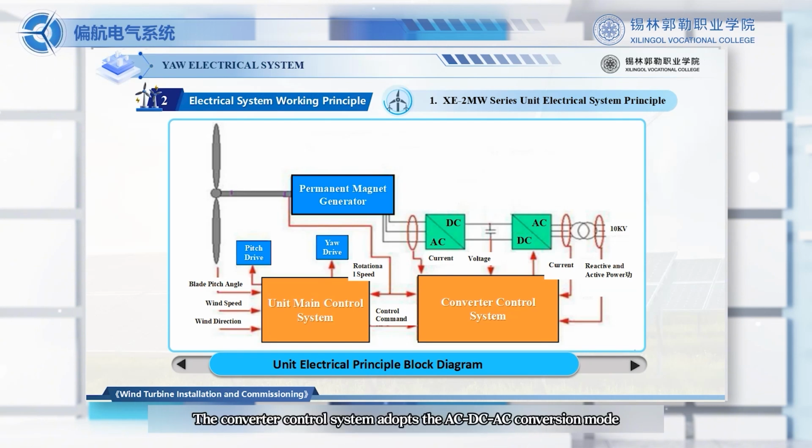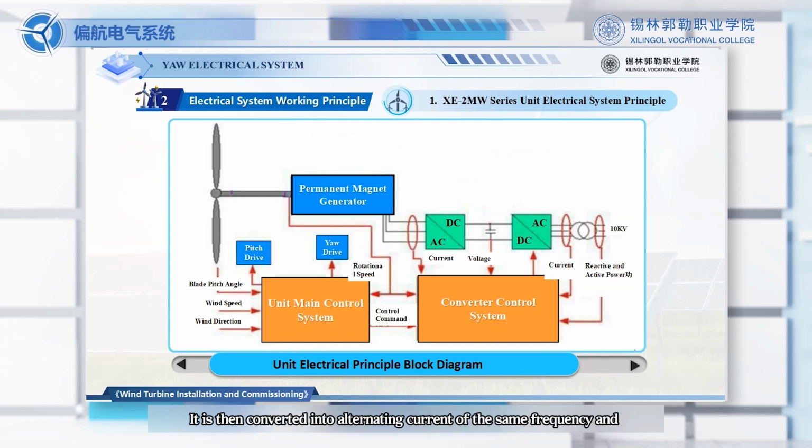The converter control system adopts the AC-DC-AC conversion mode. The low-frequency alternating current generated by the generator is rectified and converted into pulsating direct current. The output is a stable DC voltage after chopping and voltage boosting.